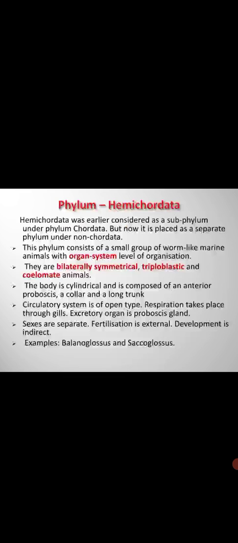The body is cylindrical and is composed of an anterior proboscis, a collar and a long tail. So it has a proboscis, collar and a long tail. The circulatory system is of open type. Respiration takes place through gills. The excretory organ is the proboscis gland. The sexes are separate. Fertilization is external. Development is indirect. Those were the characters of phylum Hemichordata.